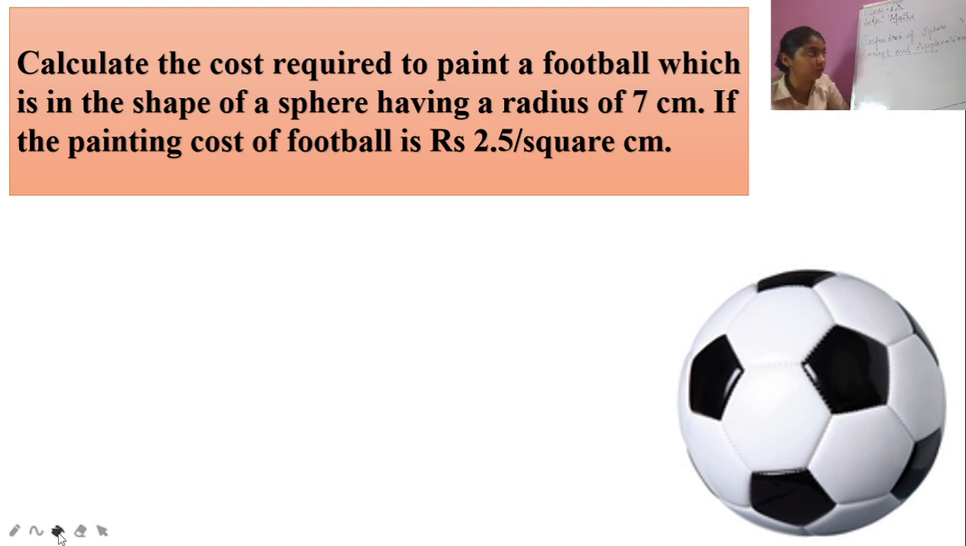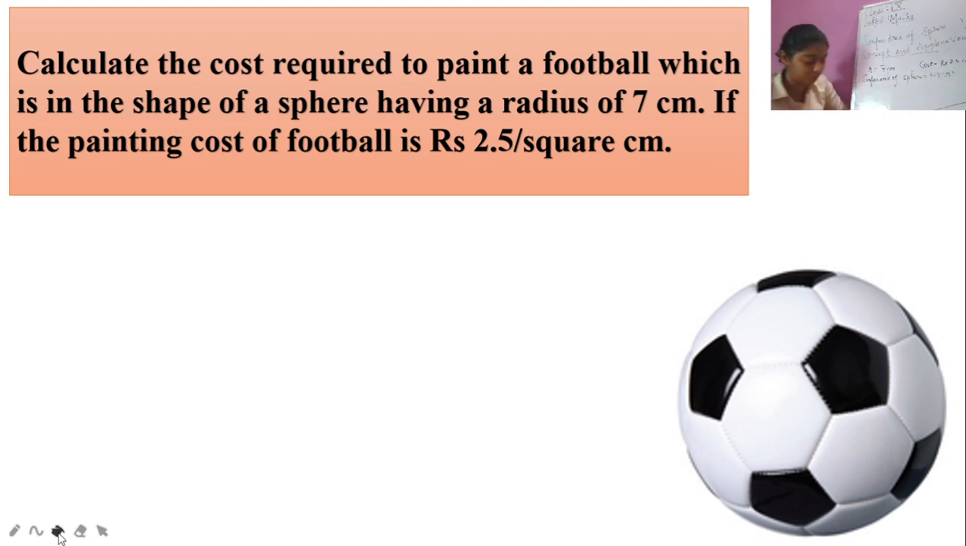So we know that we have a radius which is 7 centimeter, right? And we have the cost, rupees 2.5 per centimeter square. So you have to calculate according to that. Firstly we will calculate the surface area. The surface area of a sphere is 4 pi r square.